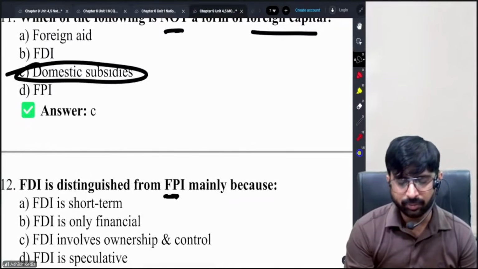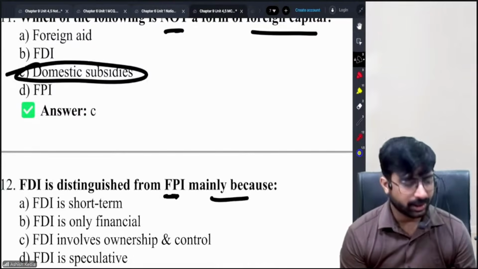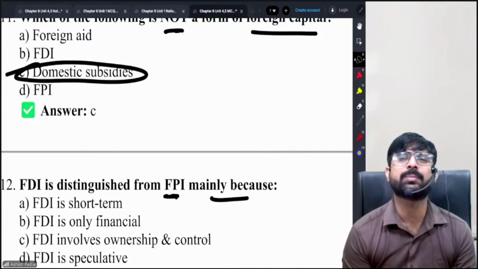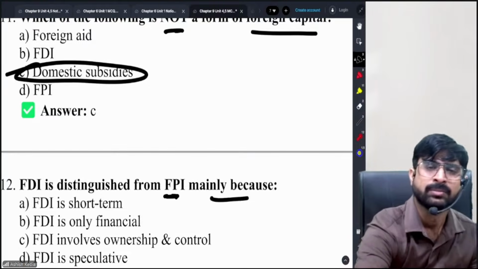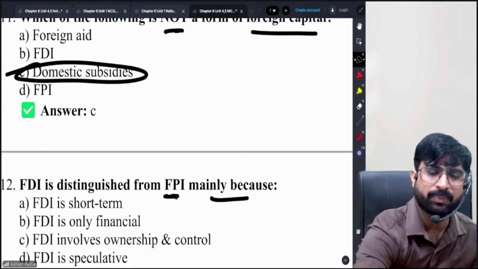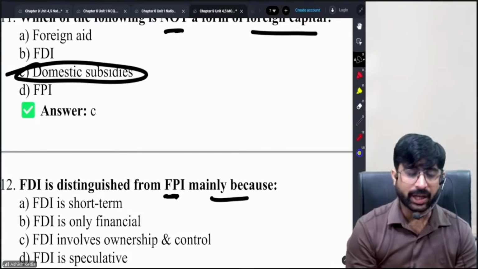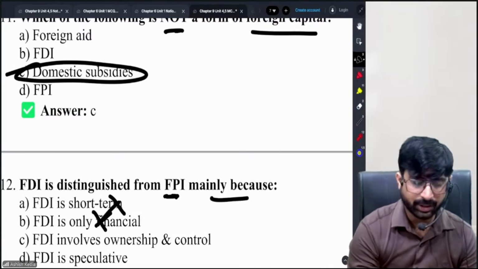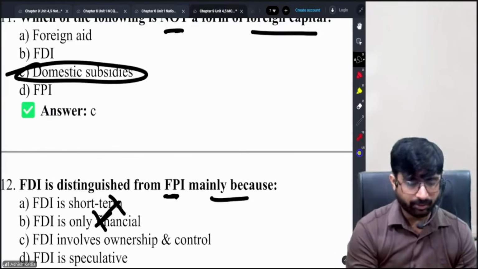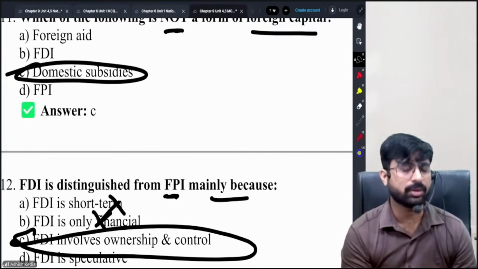FDI is distinguished from FPI mainly because... how is FDI different from FPI? Look at the points, then answer me, class. Why is FDI different from FPI? FDI is short term? Absolutely wrong. FDI is long term. FDI is only financial? Wrong. FDI involves ownership and control.